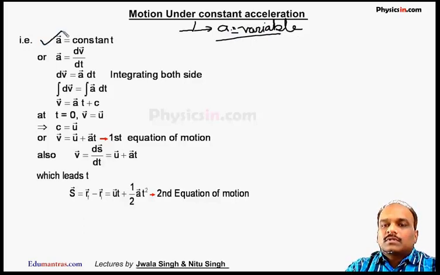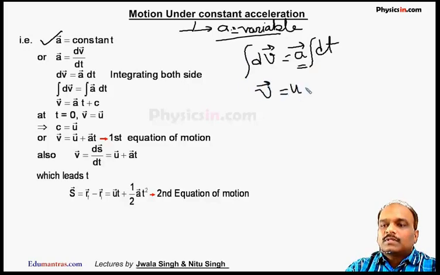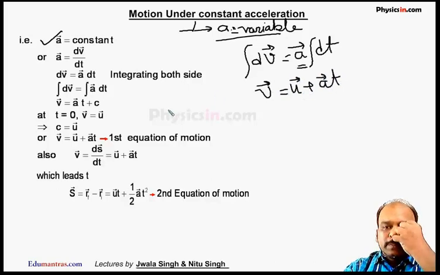If A is constant, now listen, if A is constant, we can say A is dV by dt, that is equal to the rate of change of velocity. So from here I can write dV equals A dt, which I have already written here. Where A is constant, so after integration I will get V equal to U plus A into T, because U is the initial velocity of the particle. Here I have got the initial integration constant C.